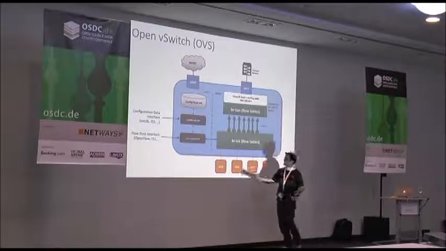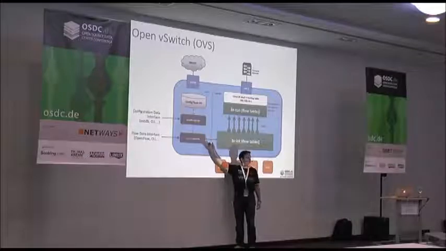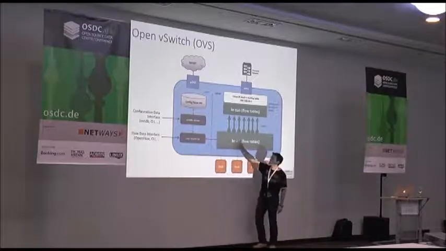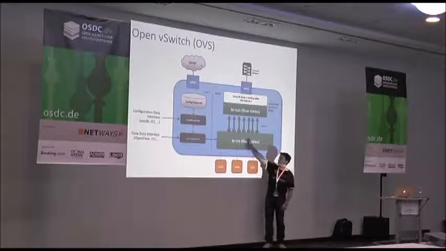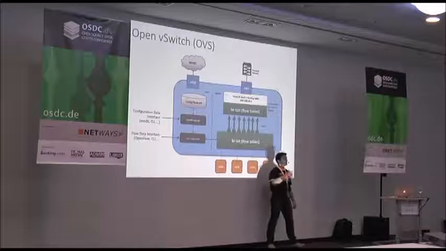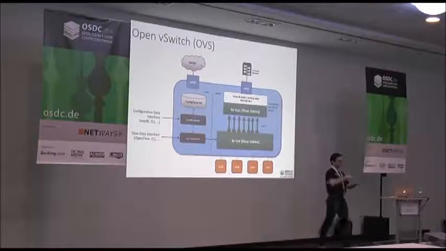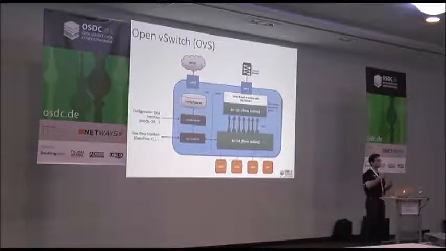So it's more or less like a, am I allowed to do this, or am I not allowed to do this? And if I'm allowed to do this, okay, we will have a caching here that enters this flow, this micro flow here in the flow table for a specific amount of time. And then traffic is flowing, and if it times out, it goes away again, etc.